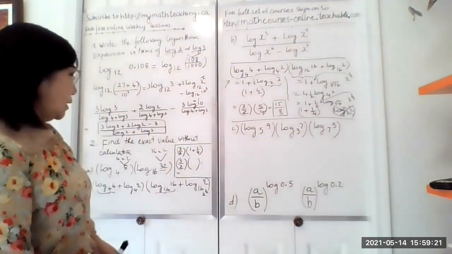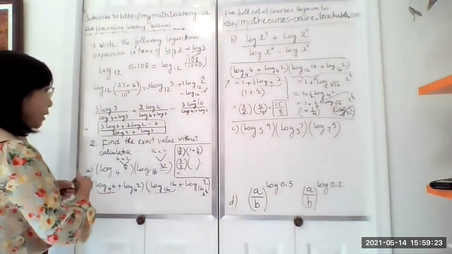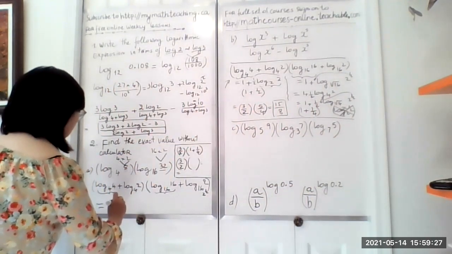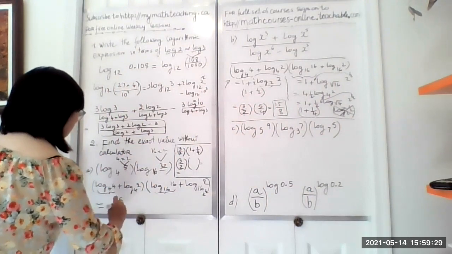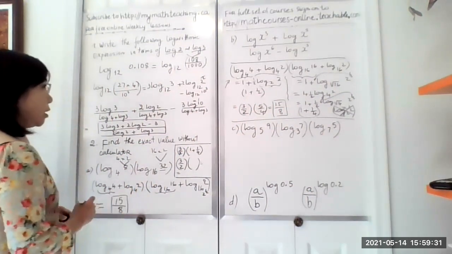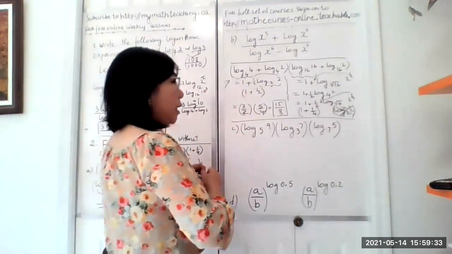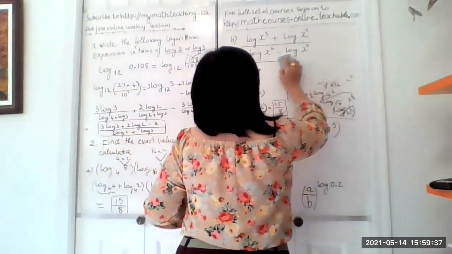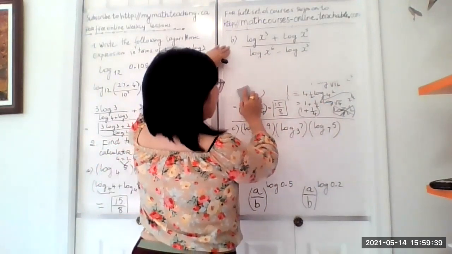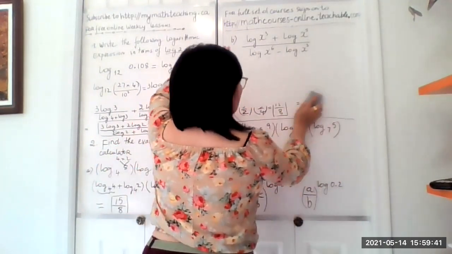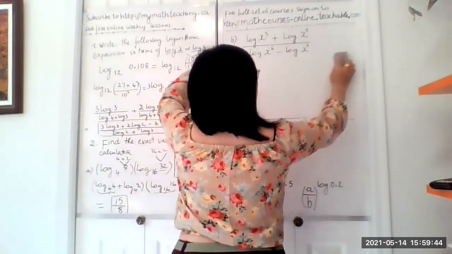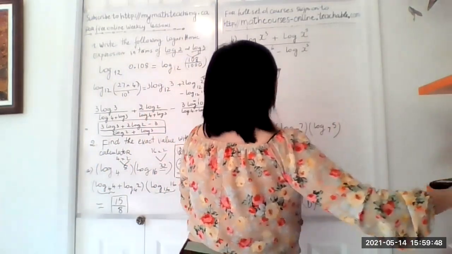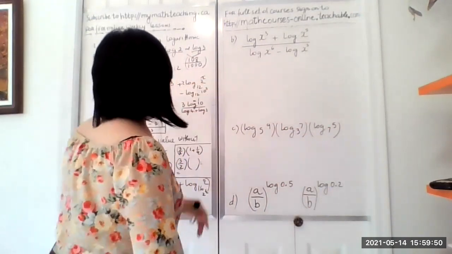So I hope this is clear. I'm going to write out just the answer, right? For this number, the answer is 15/8 is what we got. And I have to erase this so I can do the third question, the B question here, right? Okay. So now let me perform this one.